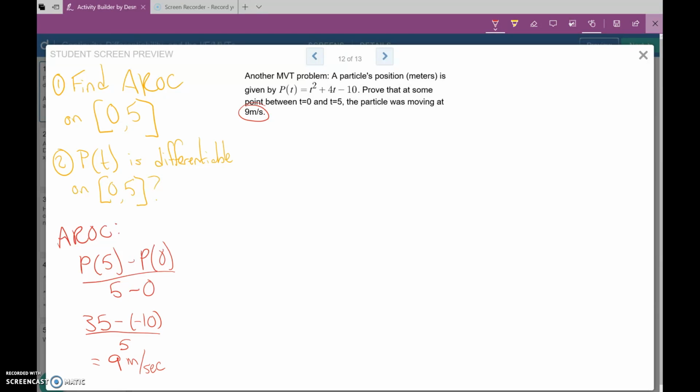The mean value theorem is exactly what we need to use in this situation because it says that somewhere on a given interval, the instantaneous rate of change, or in this case velocity, has to be equal to the average rate of change, or the average velocity. We've just found that the average velocity was 9. So all we need to do is show that P of t is differentiable on 0, 5. I'm going to pause for a second and write out the explanation.